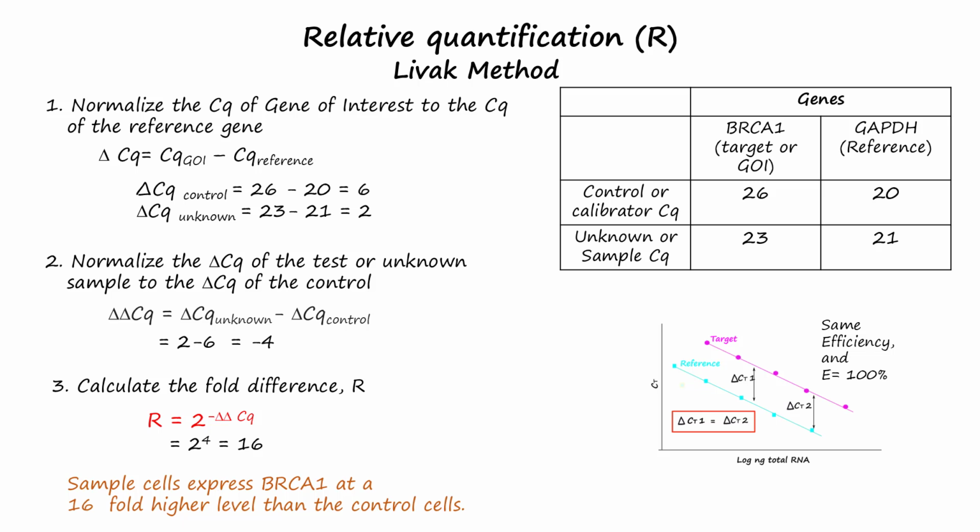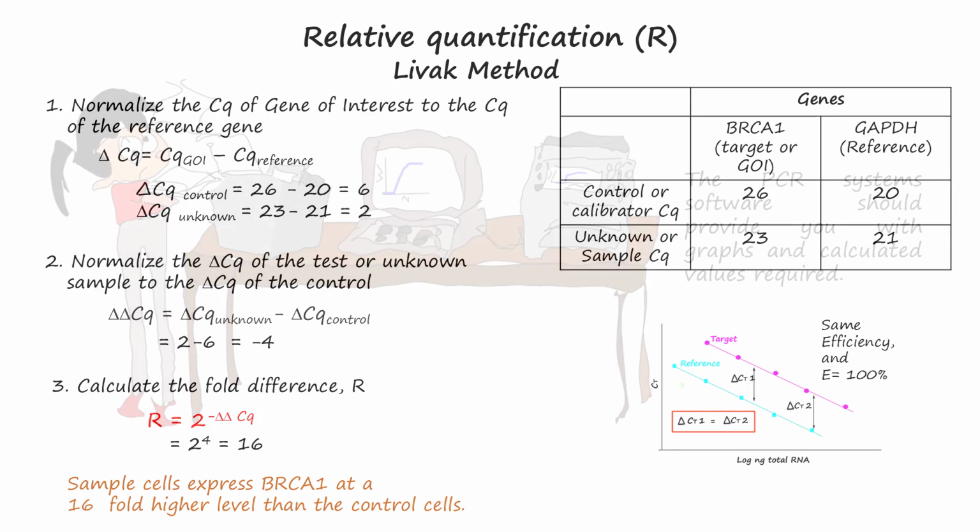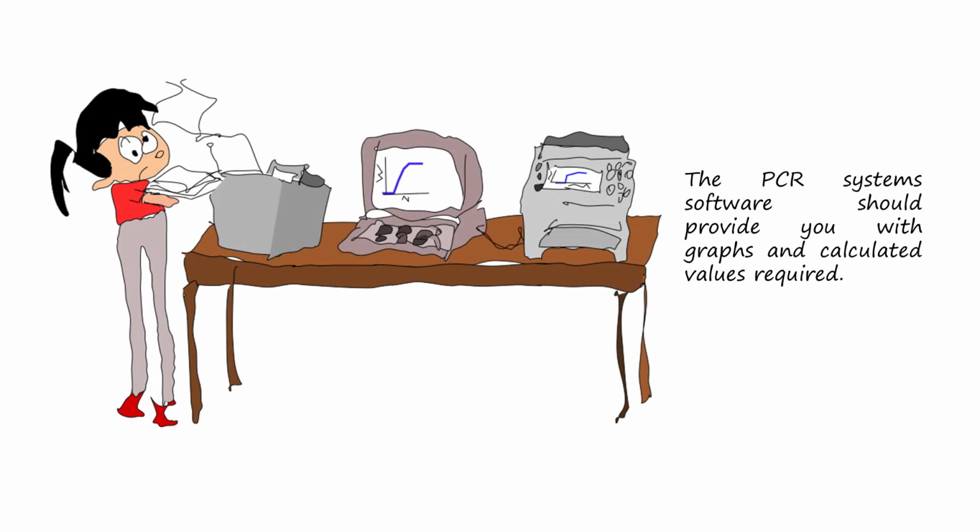Then normalize the delta CQ of the test sample to the delta CQ of the control, using the equation delta delta CQ is equal to delta CQ of the unknown or test sample minus delta CQ of the control. And finally, calculate R using the equation R equals 2 to the negative power of delta delta CQ. The PCR system software should provide you with the graphs and calculated values required.